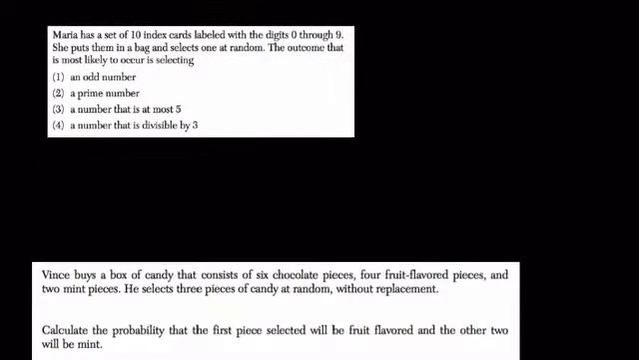Okay. Maria has 10 index cards labeled 0 through 9. She puts them in a bag, selects one at random. The outcome that is most likely is which of the following. So odd numbers, well, the probability that we get an odd, right, what could you get? You can get 1, 3, 5, 7, 9. Oh boy, long day. 2, of course, is not odd. So there are 5 to choose from out of 10, because we have 10 cards.